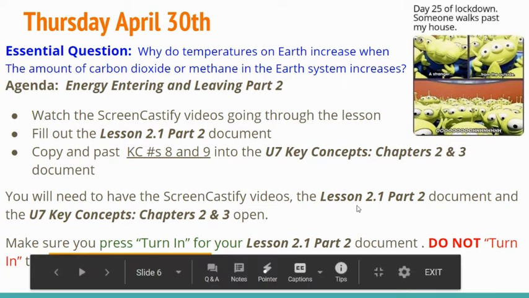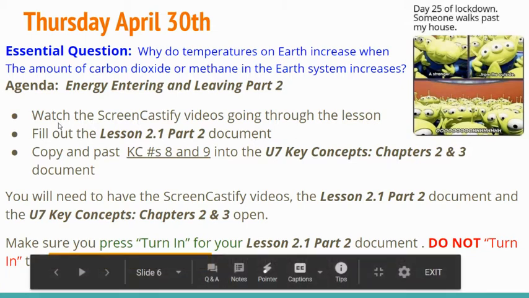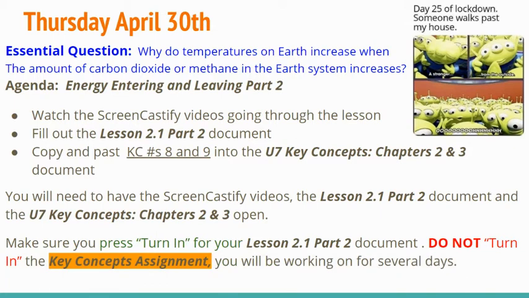So today's essential question is, why do temperatures on Earth increase when the amount of carbon dioxide or methane in the Earth system increases? So today we are doing the lesson Energy Entering and Leaving Part 2. This is lesson 2.1 in Amplify. You do not need to go into Amplify, but we broke this apart into 2 lessons. So yesterday you did part 1, today we're doing part 2.